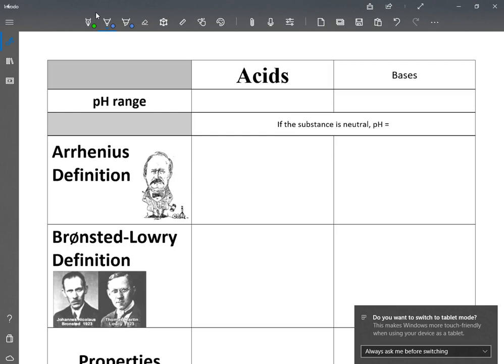An acid, by definition, has to do with the number of hydrogen ions it has, or it will produce. You may remember when we learned to name acids that they all started with hydrogen. So, it's all about the hydrogens. pH is a way to measure concentration of hydrogen ions. Acids have a pH between 0 and 6.